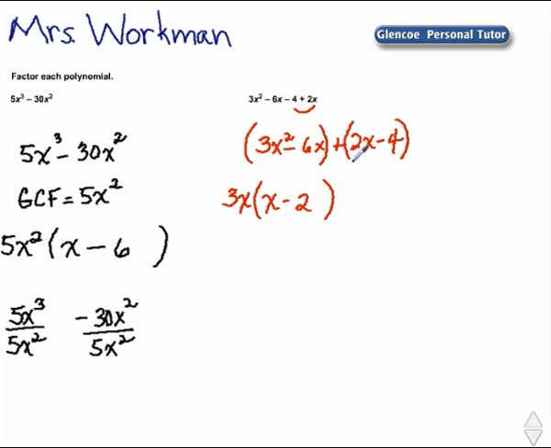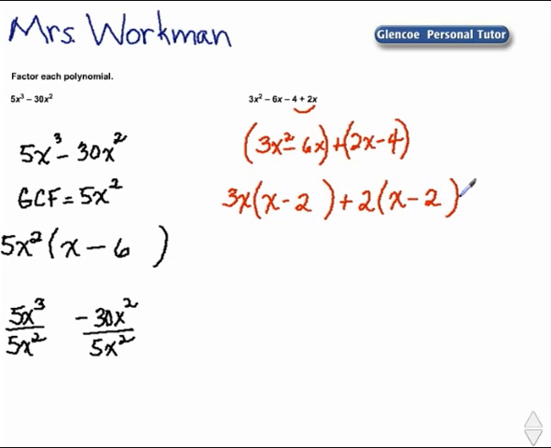Let's move to my second group. 2x minus 4 has a greatest common factor of 2. So I'm going to divide a 2 out of both those terms using the distributive property. 2x divided by 2 is x. Negative 4 divided by 2 is negative 2.